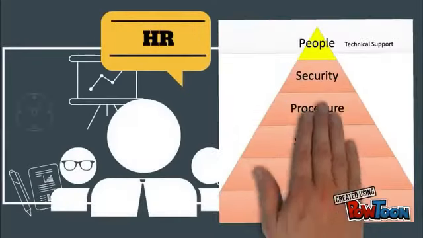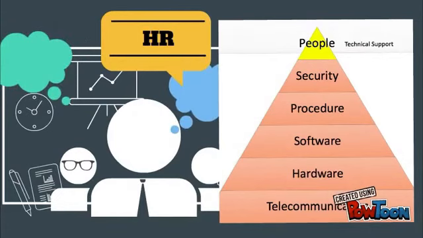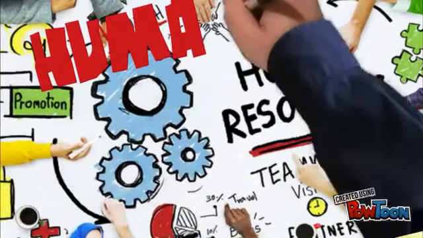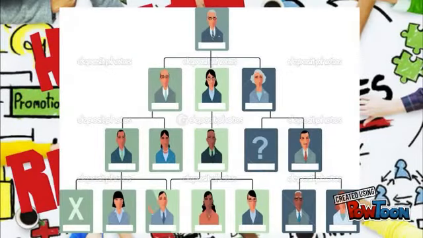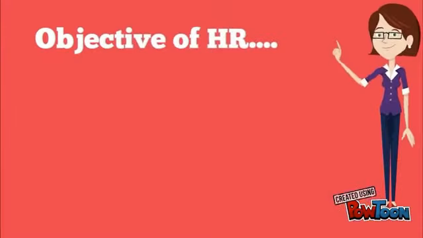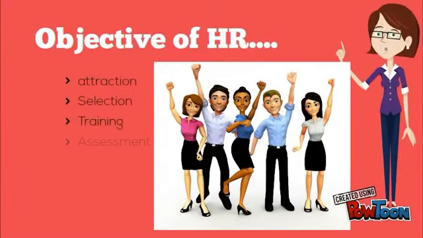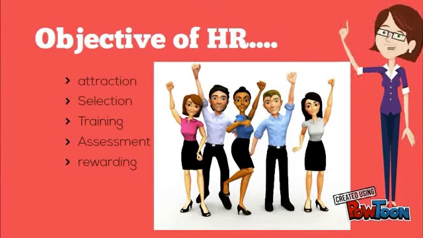Finally, we are going to talk about the sixth and the last layer of the pyramid, which is people. What is human resources? Human resources is the management of organization workflow. In fact, HR is needed because it is responsible for attraction, selection, training, assessment, and rewarding employees.